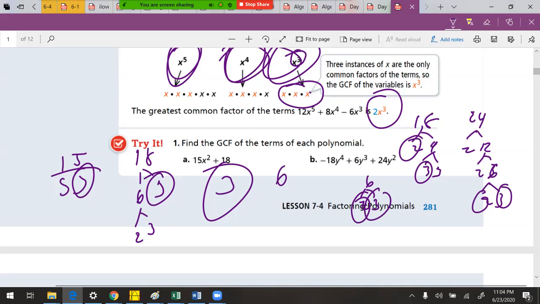Now let's look at the y's, 4, 3, and 2. The smallest exponent's 2, y squared. So your GCF is going to be 6y squared. Okay, here we go. Moving on.